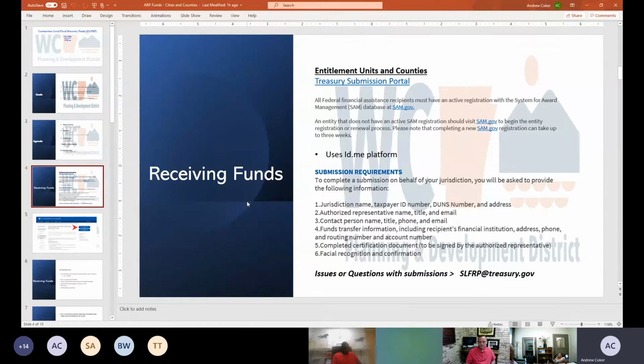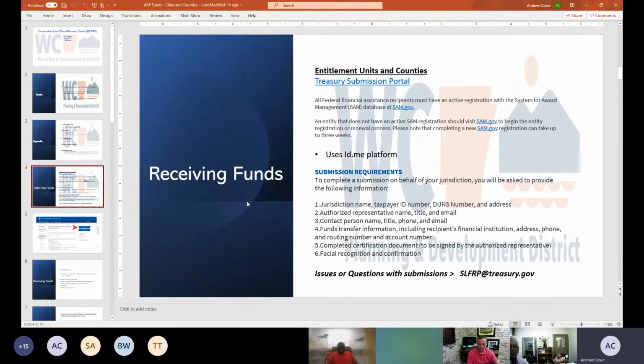So like I said, this portal is only for counties and entitlement cities with a population of 50,000 or more. The non-entitlement units of the municipal governments will receive the funds through the state of Arkansas. For this one, you'll need some information to be able to receive these funds through the portal. They're listed there on the screen, just pretty common information, including some financial documents and some contact information for your unit of government. We've also heard that there is a facial recognition and confirmation feature that is required.